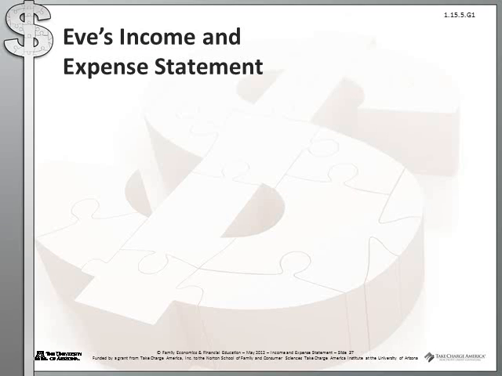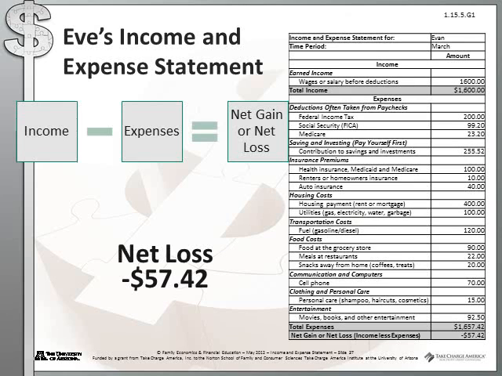Now that Eve has collected all the information on her income and expenses, she can start putting it into categories on her income and expense statement. After Eve is done entering the information, she subtracts her income from her expenses and she finds that she has a net loss of $57.42.